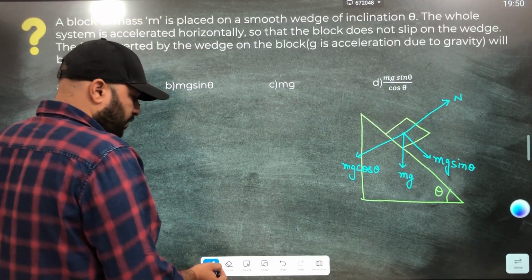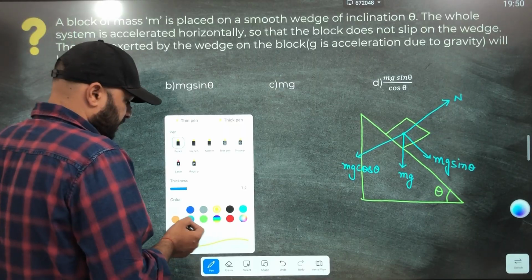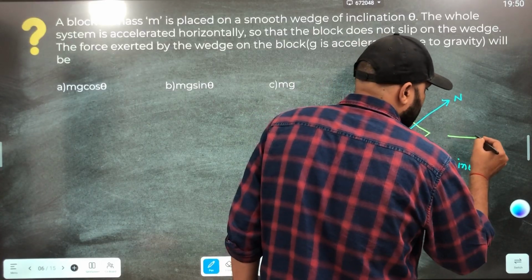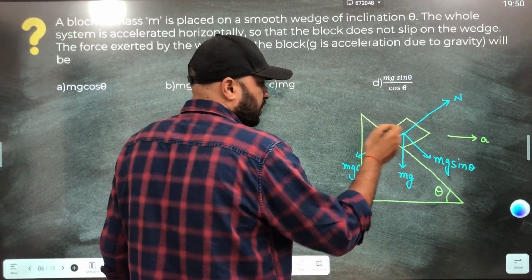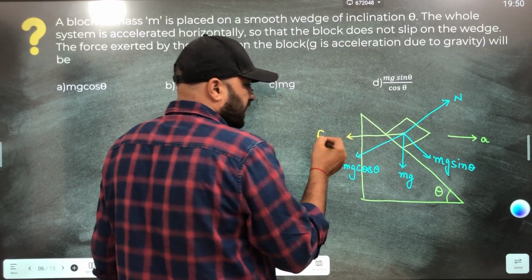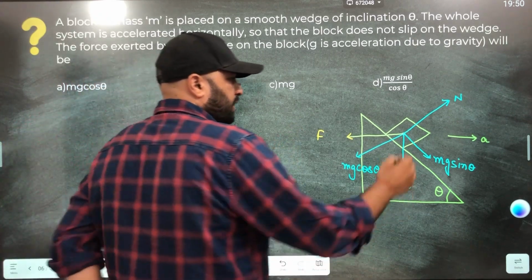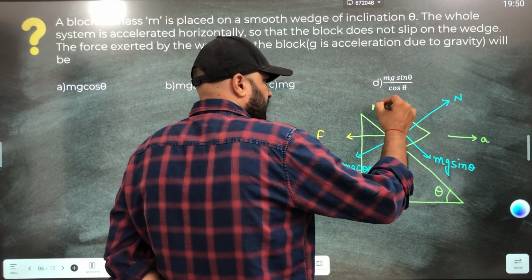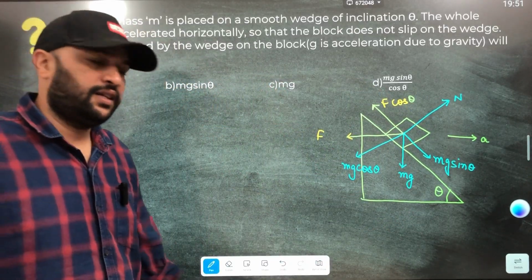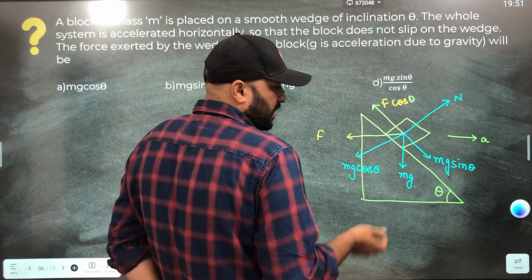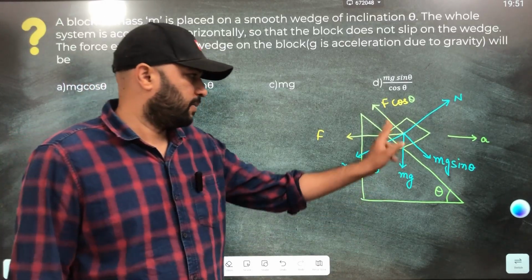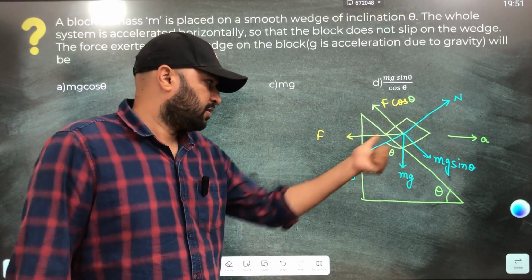Along with this, there is another set of forces. The acceleration is in this direction, so the pseudo force will be acting on this block in the opposite direction. This is F. And if you split its components, here it will be F cos theta. Sir, how did you get F cos theta there and not F sin theta? That can be one question, right? So if this is theta, we are already familiar that this will be angle theta. We already know this from the inclined plane concept: mg cos theta, mg sin theta. Okay, fine.